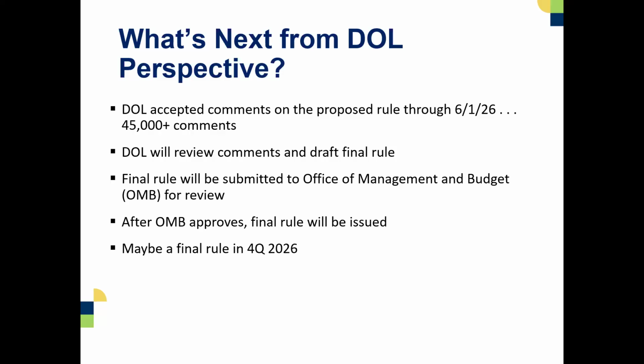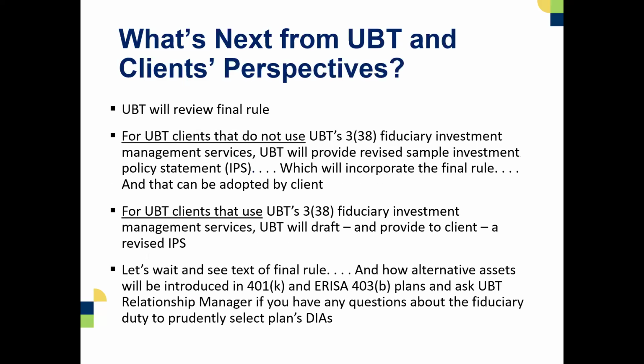From Union Bank's perspective, we're kind of wait and see. We're going to see what the final rule says, and then we will no doubt revise our investment policy statements to incorporate terms of the final rule. Like I said, we're going to take a look at the investment policy statements and see how the current statements sync up with the final rule. But again, I think the big takeaway here is let's just wait and see before we start adding alternative assets into our plan. Let's at least wait to see what a final rule says.